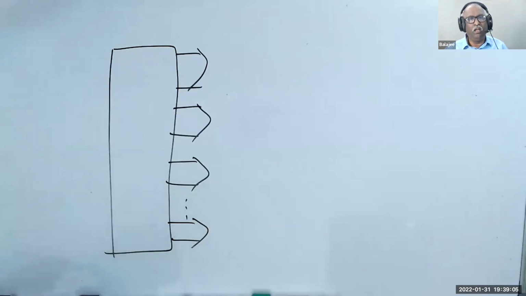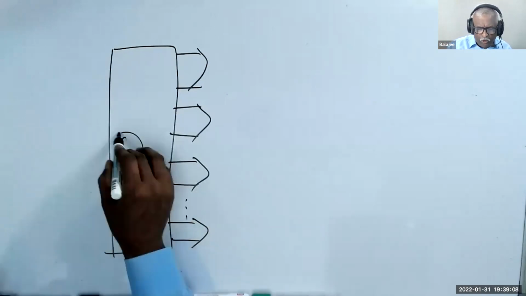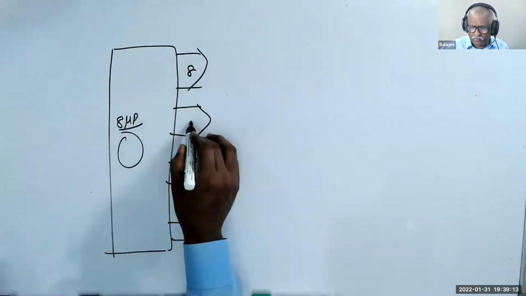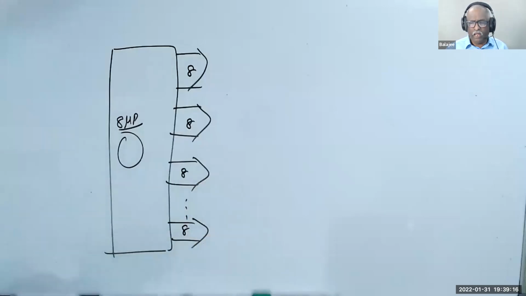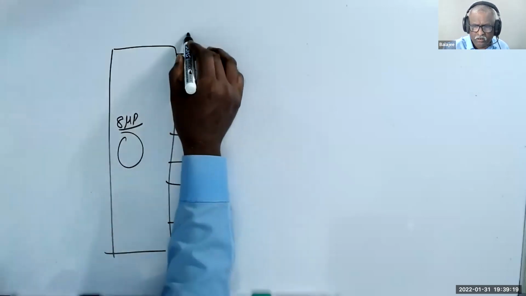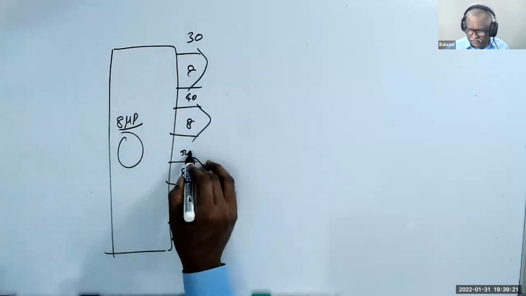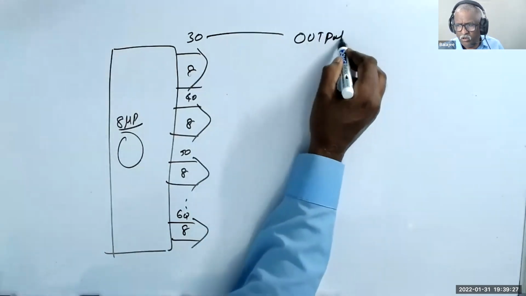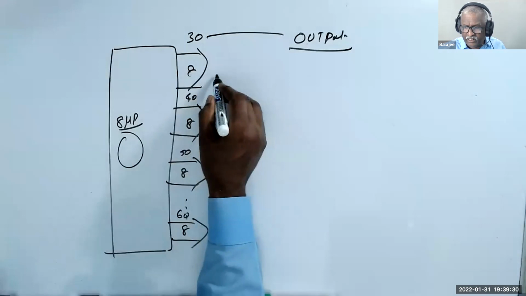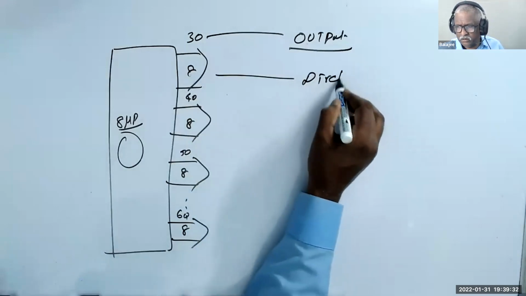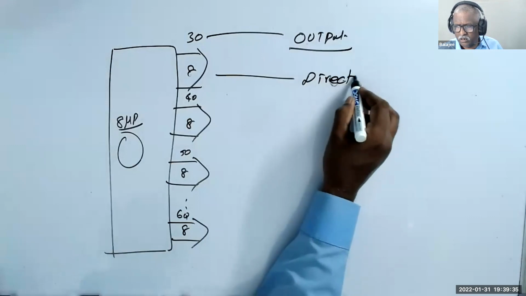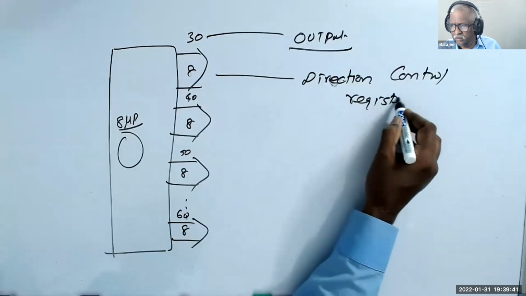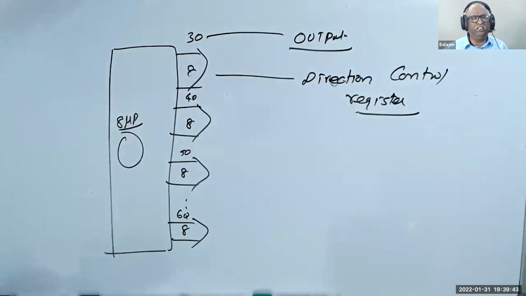That's right. And we are using the 8-bit microprocessor, so all these ports are 8 bits. And each port has an address: 30, 40, 50, 60 like that. This address is the output address. Also, each port has a direction control register. Understand? Each port has a direction control register.